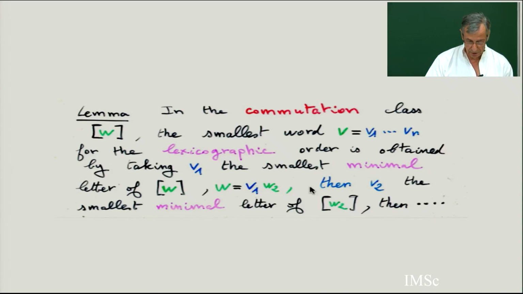So you take V1. Then you take V2, the smallest minimum letter of what remains, the word W2, etc. So you take off one by one each minimum letter, and among the minimal letters, take the smallest for the total order of P. And lemma: what you get is exactly the smallest word for the lexicographic order in the commutation class. It's more or less obvious, I leave it to you as a proof.